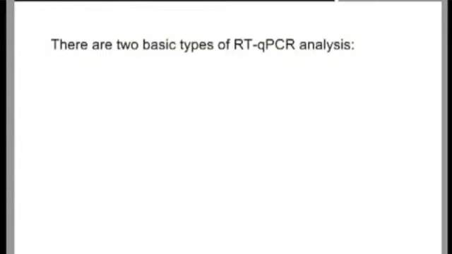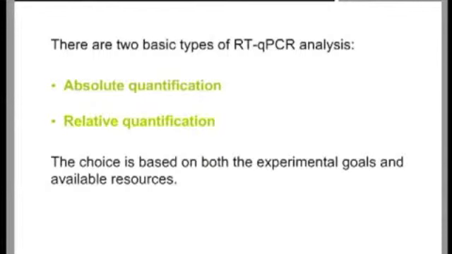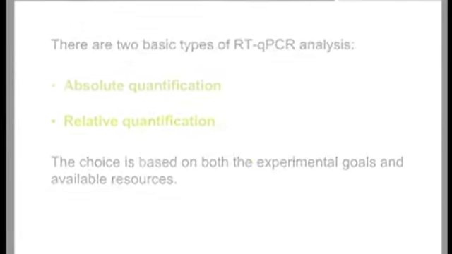In this plot, then, the different curves are generated by a twofold dilution series of starting material. The most dilute samples generated the curves toward the right. When analyzing real-time data, there are two methods to choose from: absolute quantification and relative quantification. The choice of method is based largely on the experimental goals and on available resources.